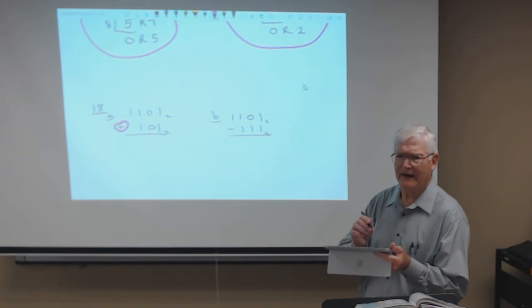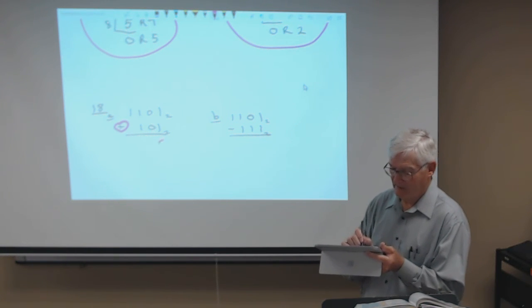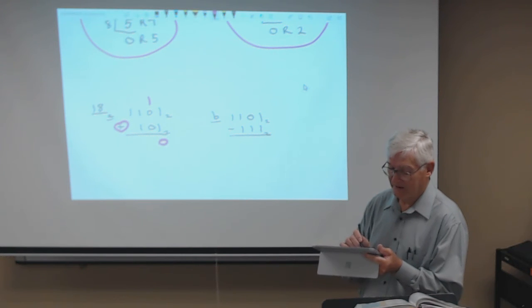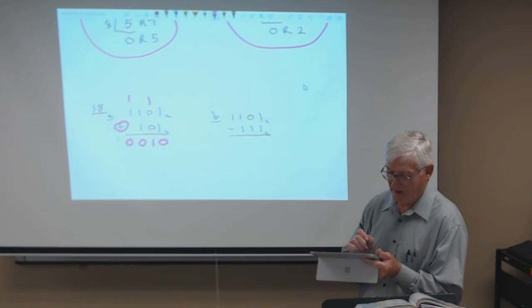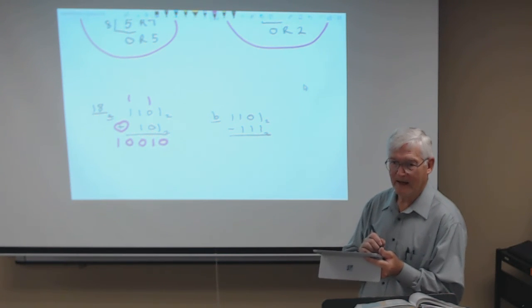How do I say 2 in binary? Put down a 0, carry the 1. 1 and 0 is 1. 1 and 1 is 2. 0, carry the 1. 1 and 1 is 2. 0, carry the 1. You got it?